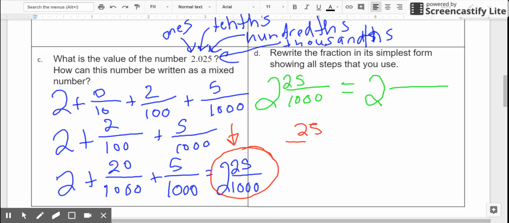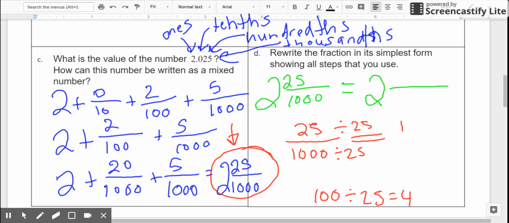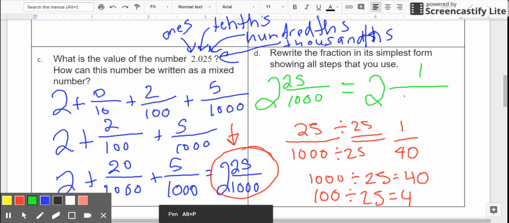So I'll take my numerator, 25, and my denominator, 1,000, and divide them both by 25. That should help me simplify my fraction. 25 divided by 25 is obviously 1. 1,000 divided by 25, that's trickier, but let's think. We know that 100 divided by 25 is 4. So if we multiply 100 by 10 to get 1,000, and we divide that by 25, we should get something that's 10 times as big. So we get 40. That changes our mixed number when simplified to 2 and 1/40.